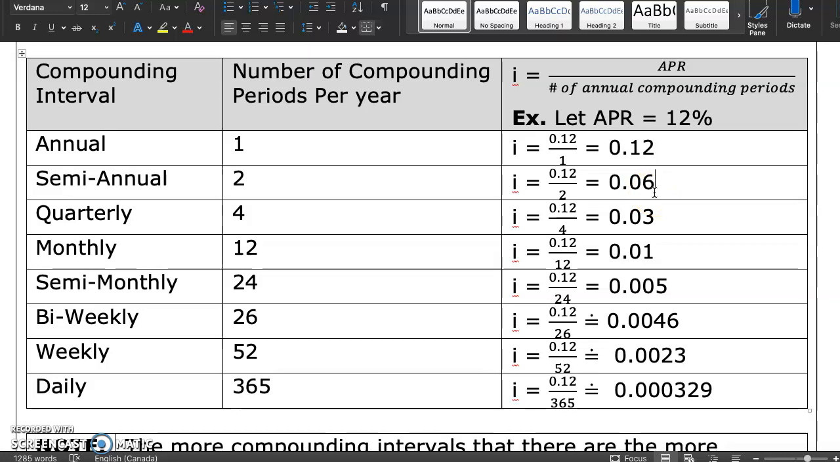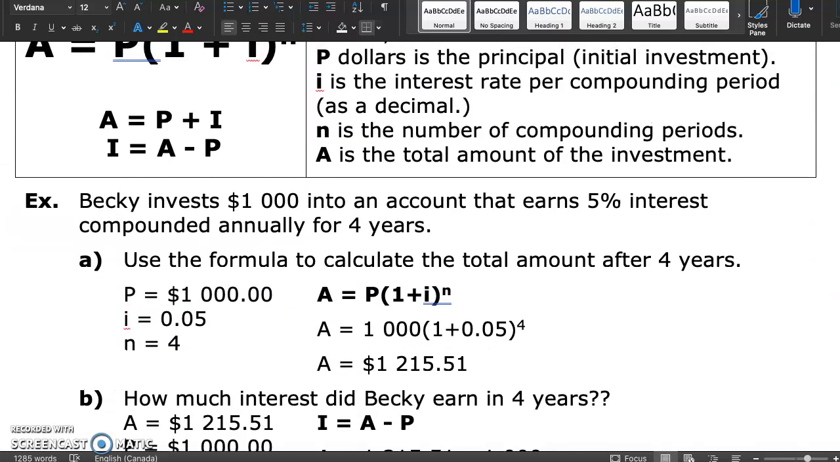So it's a very slight difference, but when you're talking about a large amount of money, such as the mortgage for a home, these small factors can make a huge difference. So let's get back to compound interest.